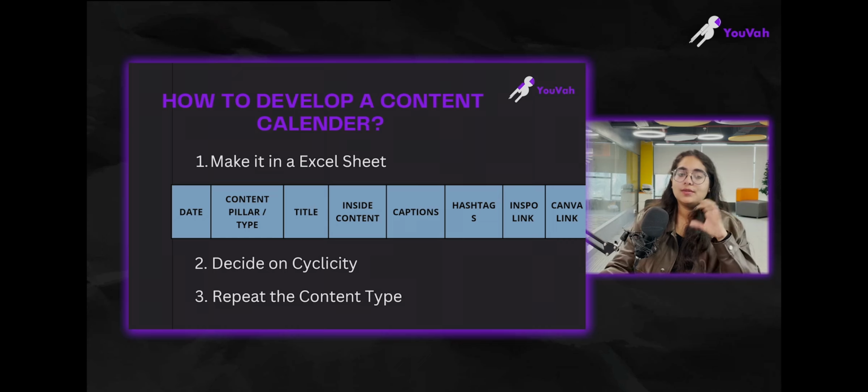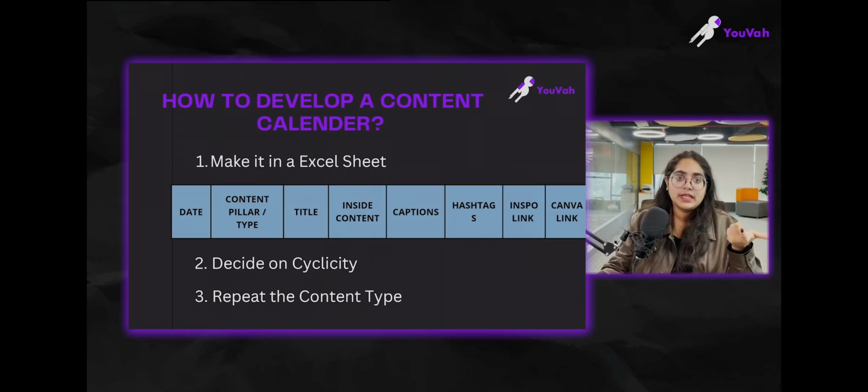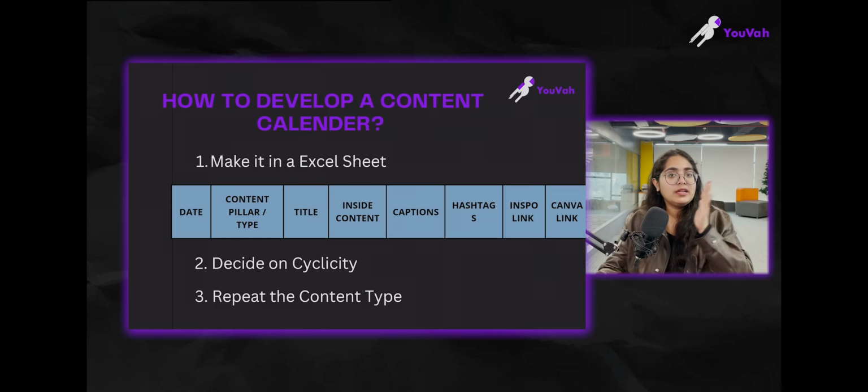There are a few columns that you need to have. The first one is date. You're just going to write the date of the day that you will be posting the content on, right? So let's say if I have to post Happy New Year content, the 1st of January will be the day that comes into the picture, right? Then comes the content pillar or content type. Content pillar and content type will go into separate columns.